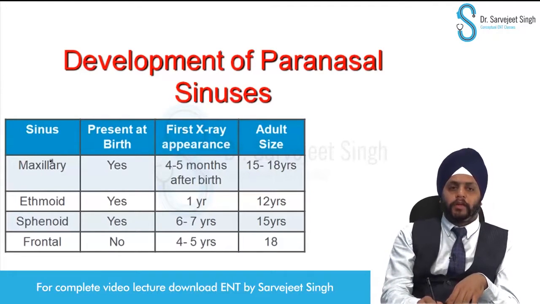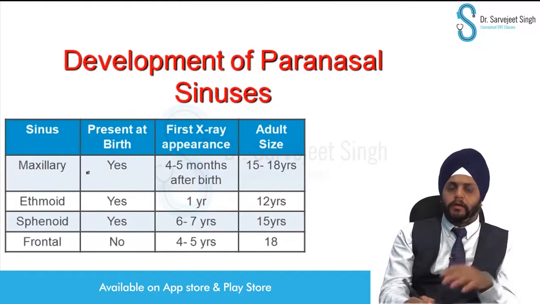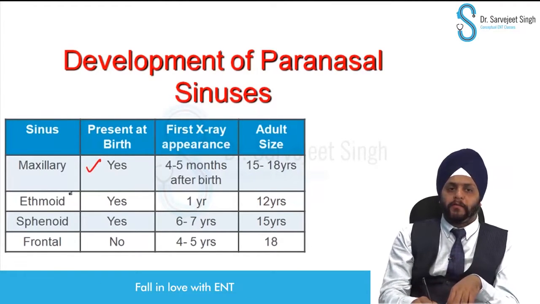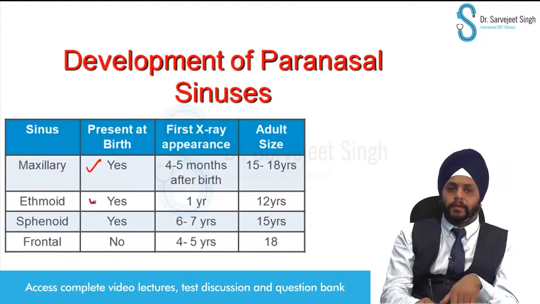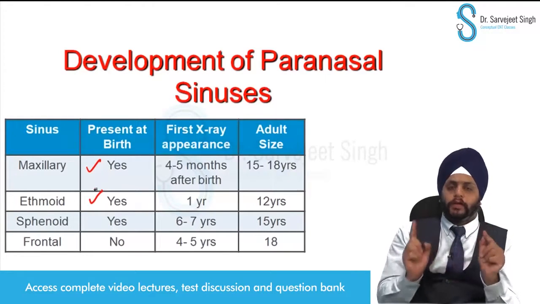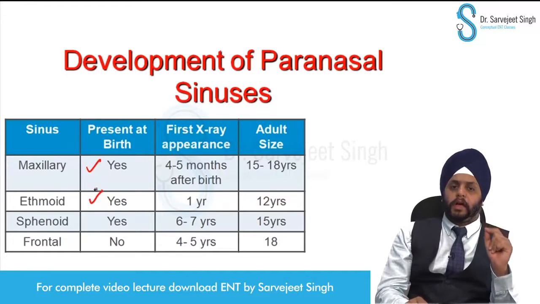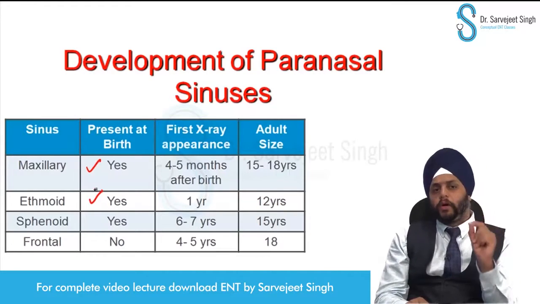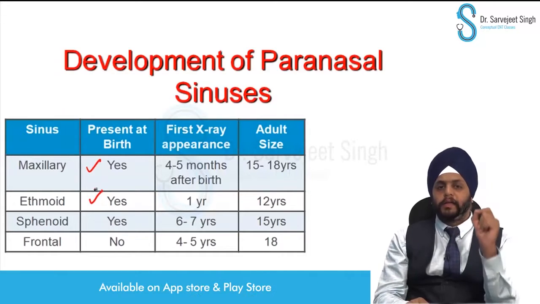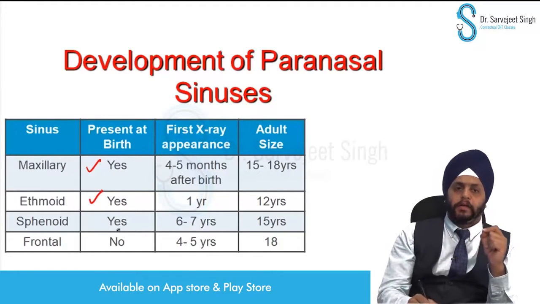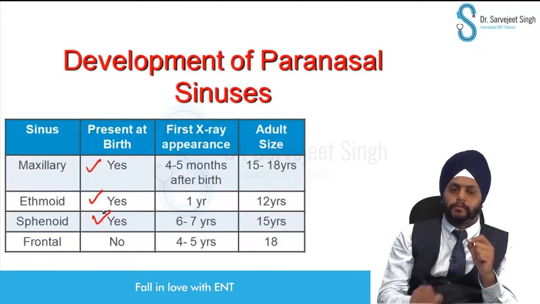Now when we go and do this table, you see the maxillary sinus starts developing at 12 weeks. It is present at the time of birth. Ethmoid sinus again present at the time of birth. Now sphenoid sinus, I told you, traditional teaching is that the main pneumatization starts around 2 years, but a small sphenoid cavity is present at the time of birth. So yes, it is also present.